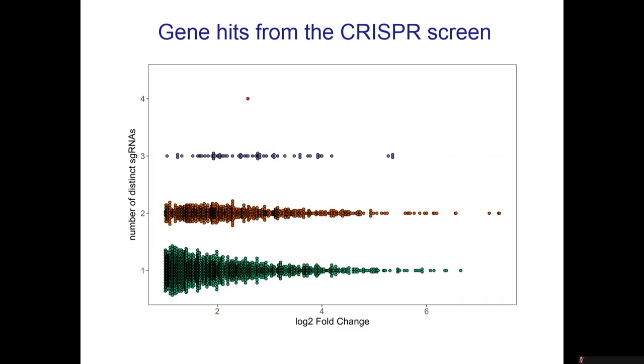As you can see here, most of the genes are here, and they don't change much. They have only 1 single guide RNA. These are the ones you will ignore. The ones you need to focus on are those with multiple sgRNAs as well as a higher enrichment fold. Those are the things we focus on. So this we call a hit.